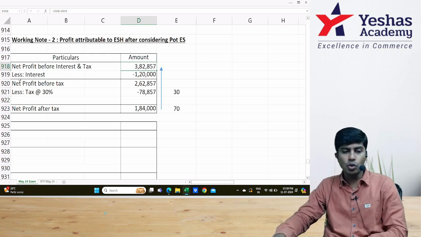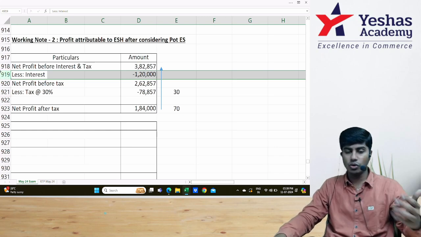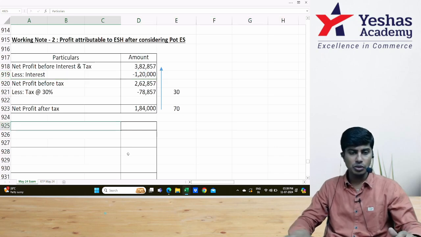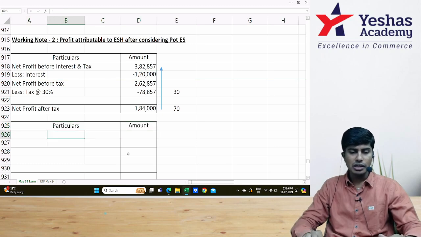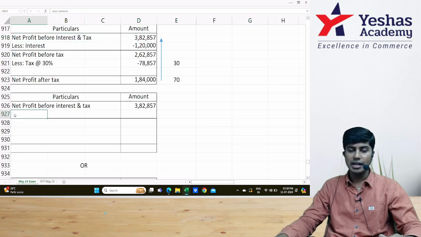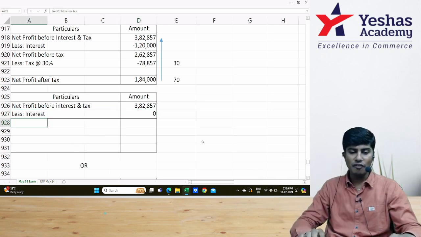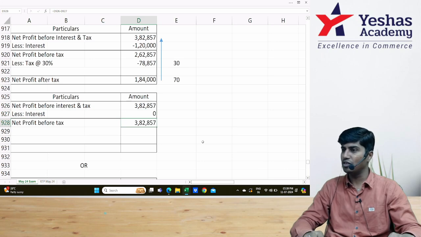But now I no longer have to pay this interest. Why? They have now become my shareholders. So I would start with the same amount. Particulars, amount: net profit before interest and tax 3,82,857. From here, interest I would deduct 0 because they are now my equity shareholders. That is my assumption. Now, profit before tax will become 3,82,857.